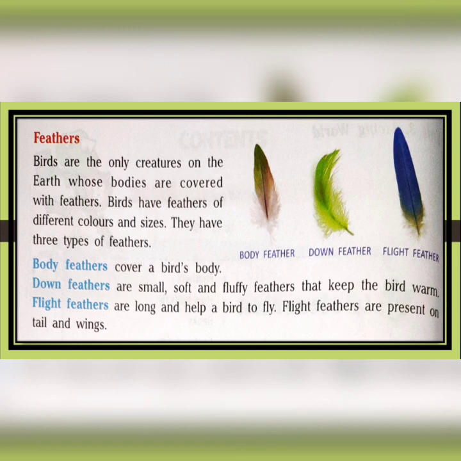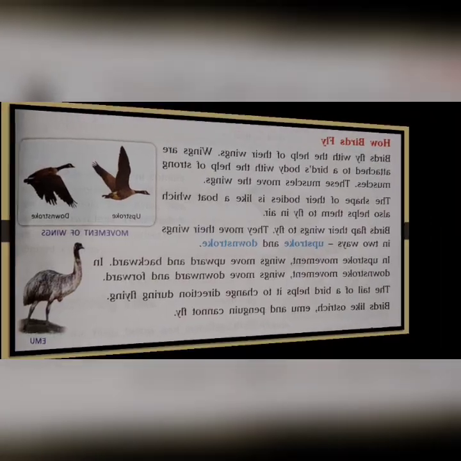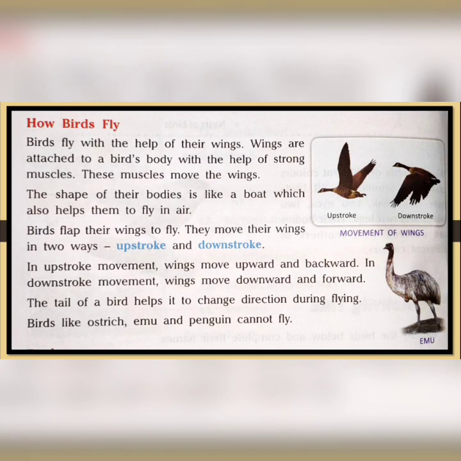Do remember it. There are three types of feathers birds have: body feathers, which cover the bird's body; down feathers, which are small, soft and fluffy, that keep the birds warm; and flight feathers, which help the bird to fly. Flight feathers are present on the tail and wings of a bird. Next topic is, how do birds fly?